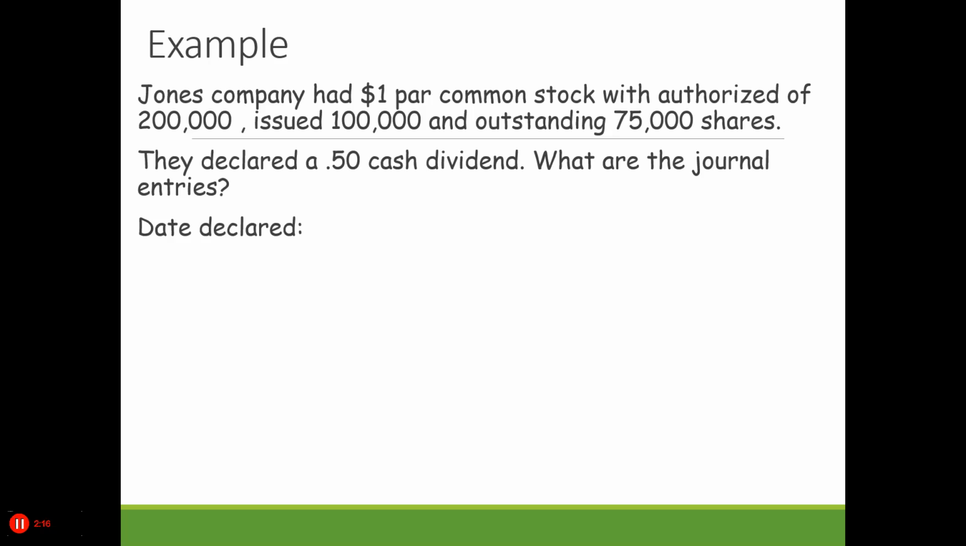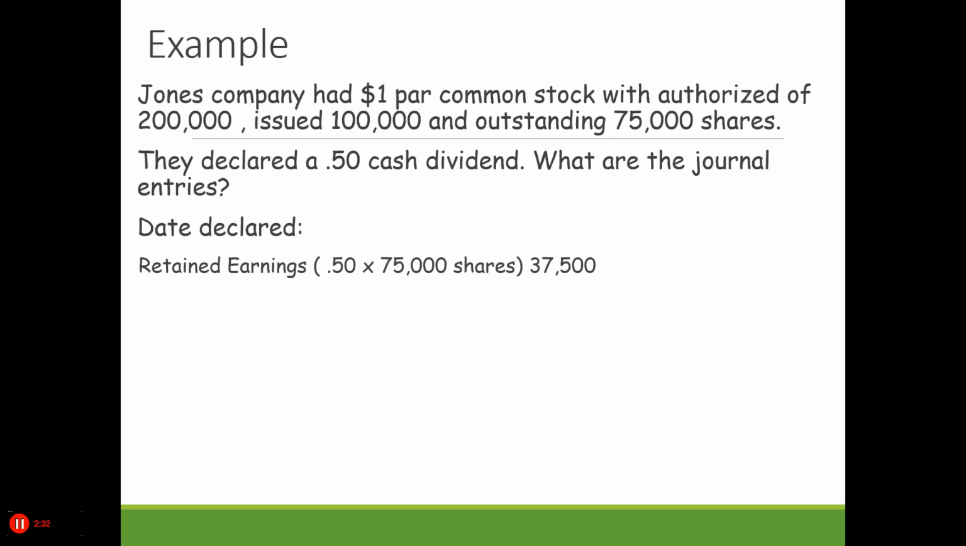Jones Company has $1 par common stock with authorized of $200,000. They issued $100,000, and they have outstanding of $75,000, which means they've got treasury stock of $25,000. They declare a 50-cent cash dividend.